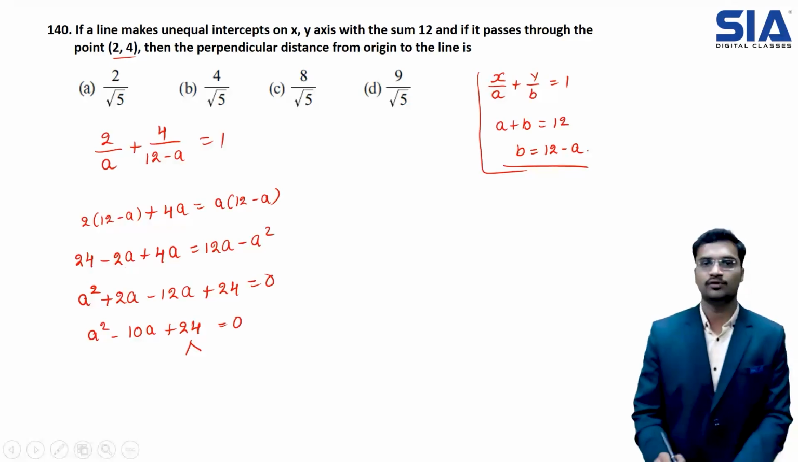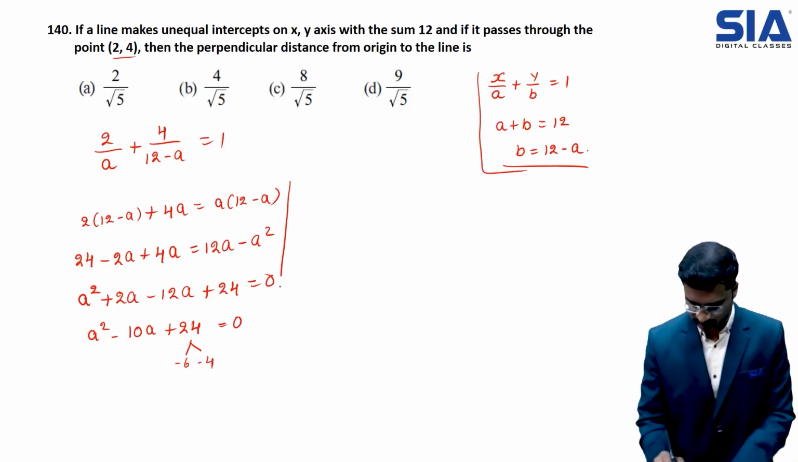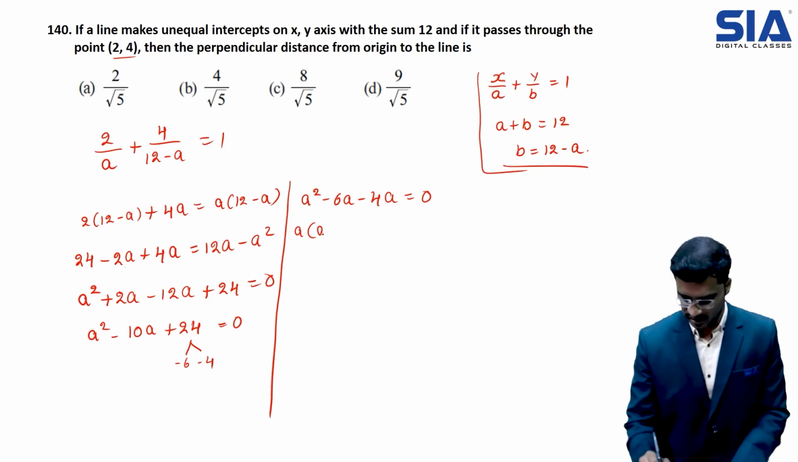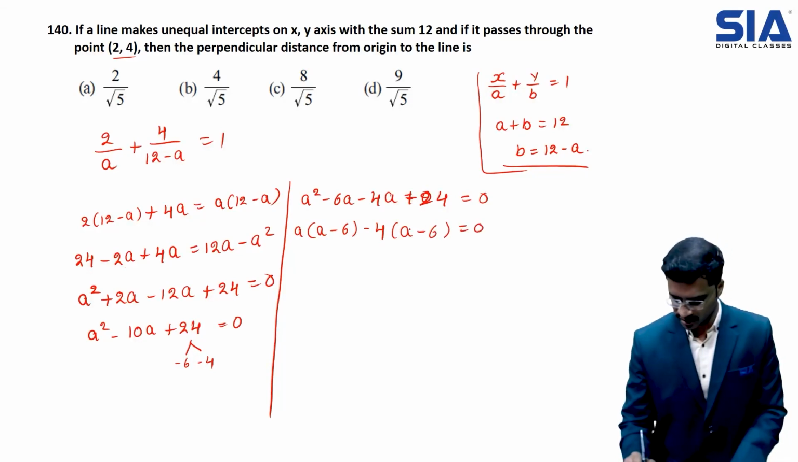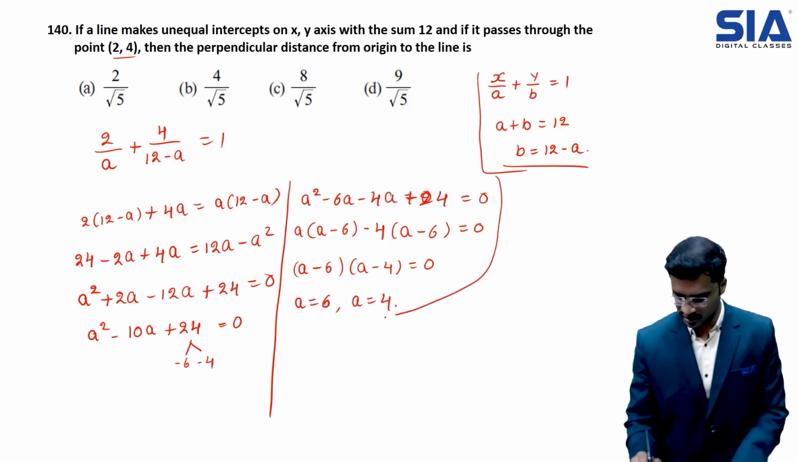So we have to divide this 24 in such a way that after adding we should get minus 10. So minus 6 minus 4. So let us write this. So a square minus 6a minus 4a plus 24 is equals to 0. Then let us take a as common. So a minus 6, and let us take minus 4 as common, then a minus 6 is equals to 0. So then a minus 6 into a minus 4 is equals to 0. So I can say that the value of a is 6 and the value of a is 4. So these are the two values of a.